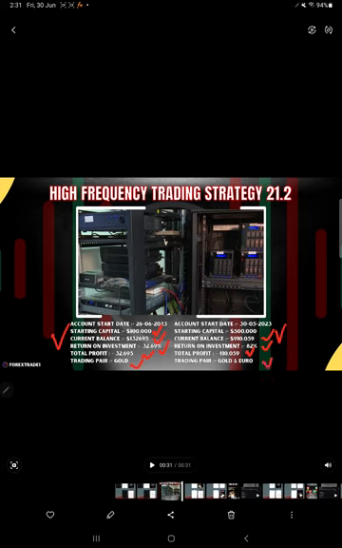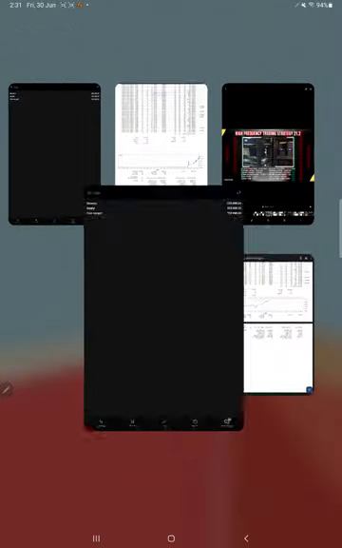High frequency trading is completely momentum trading, which will be done in seconds and minutes. It will be immediately taken, and there will be no long holdings. Within seconds and minutes, the trades will be executed and profit will be booked. Now let's come to the MT4 that we have.